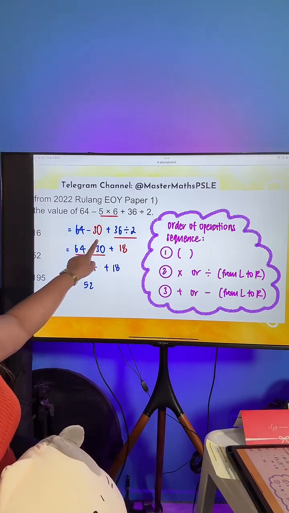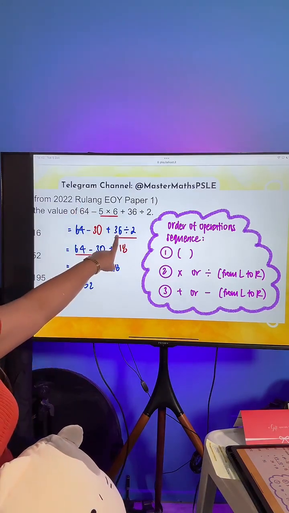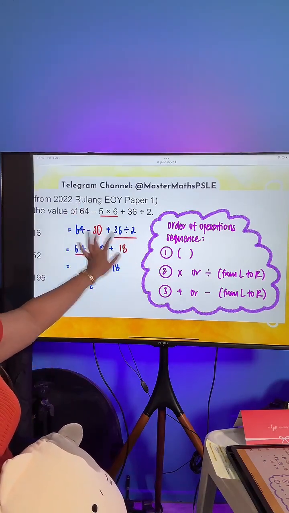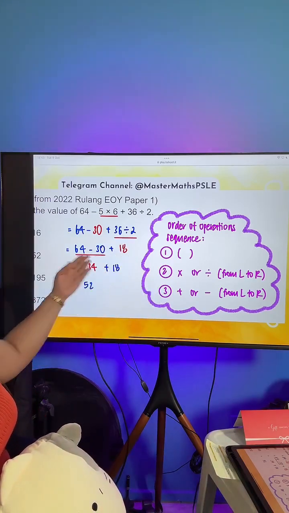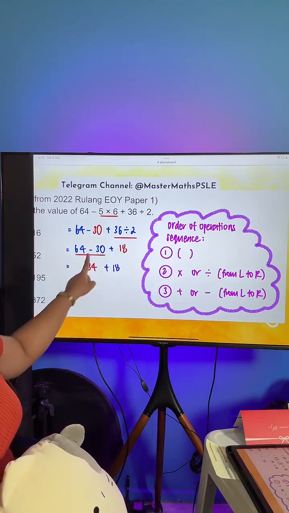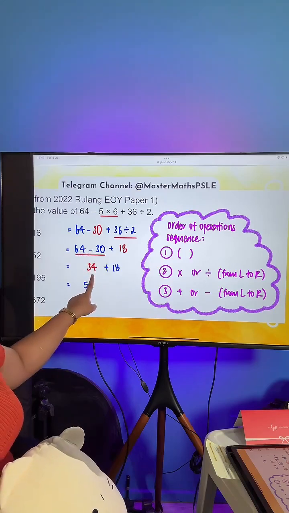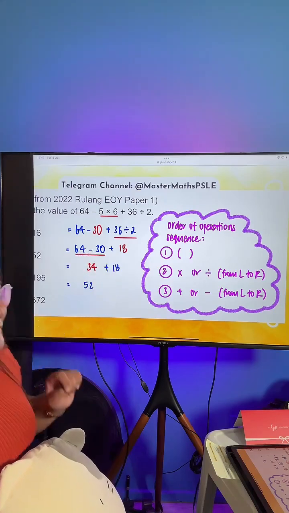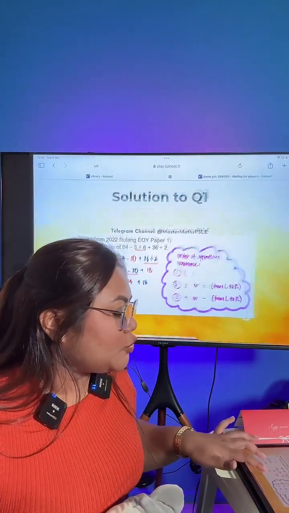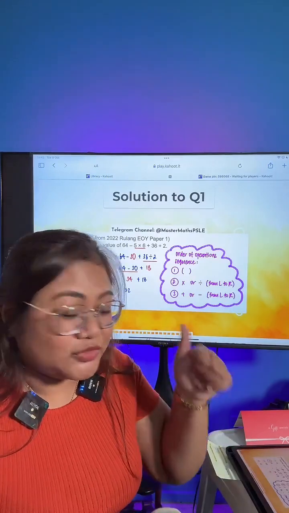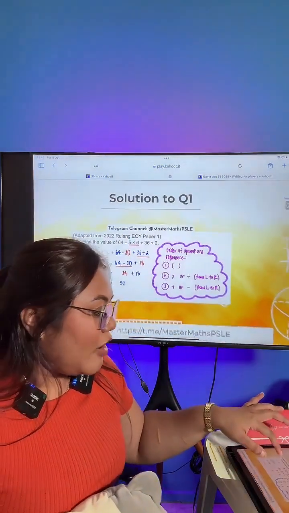So I see times first, I will do times first. 5 times 6, 30. So then everything else I will copy down, okay? And then after that, it is 36 divided by 2 because minus and plus comes in at number 3. So we do divide first, and that will give us 18. Everything else we copy down. Followed by, we have minus and plus. We will do it from left to right. So minus comes first. We will do minus first to give us 34. Plus 18, which will give us the final answer of 52, which is option number 2. For those of you who got option number 2, good job. Okay? This is again on order of operations.